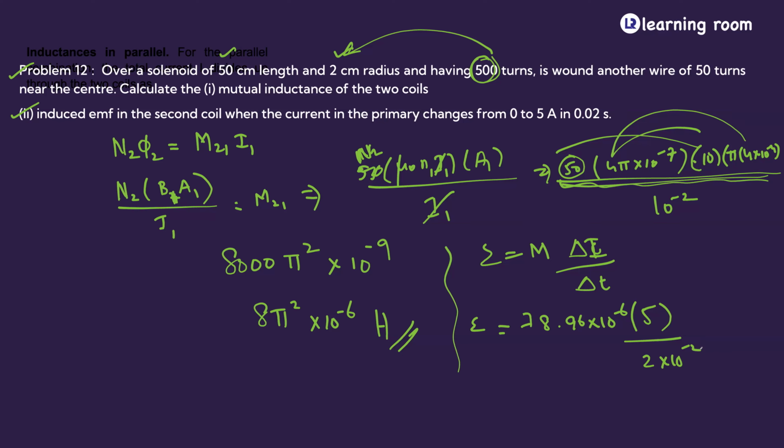So it will go to the numerator. So 78.96, I'm approximating it to 80. So 80, 2 will cancel this 40 times. Sorry, 40 into 5 is 200. So it is 20 into 10 power minus 3 volt, or 20 millivolt.